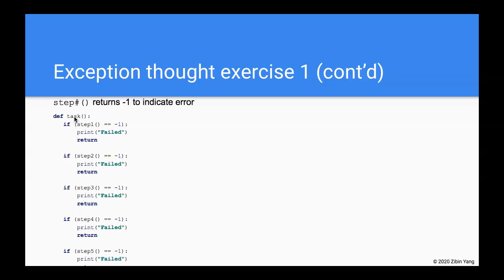Right, so we define a function task, assume all the step 1 through 5 functions have been defined. We'll first call step 1, and if it returns -1, we'll do something to handle it. In this case, we'll just say it failed, and then we do a return, right? Same thing for step 2. If it returns -1, we have to check what it returns and say something failed, and then return. We'll do this exact same thing every step of the way. We have to check the return value, and if it's -1, we handle it properly.